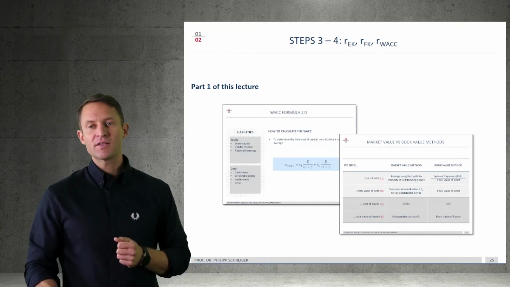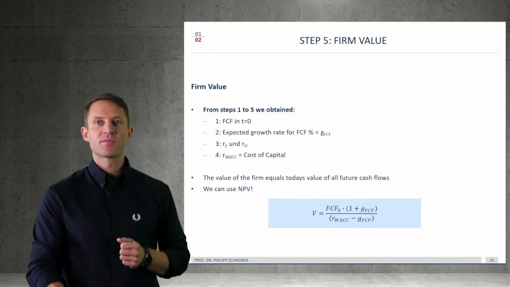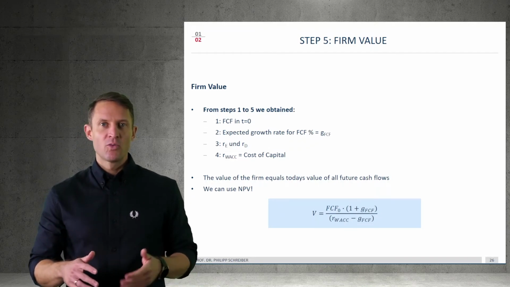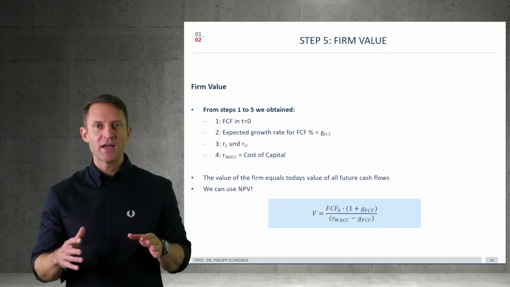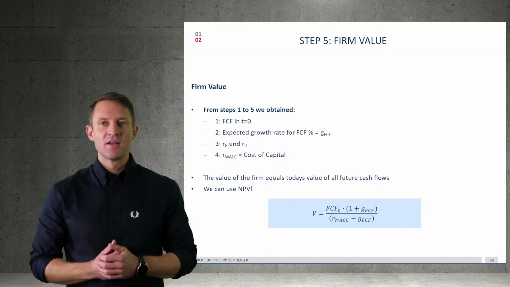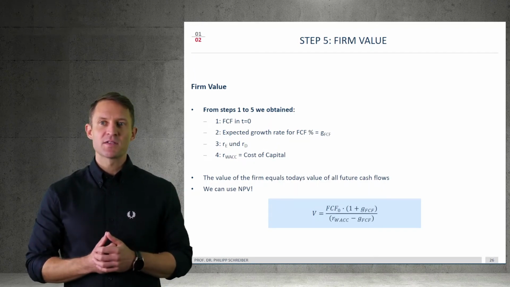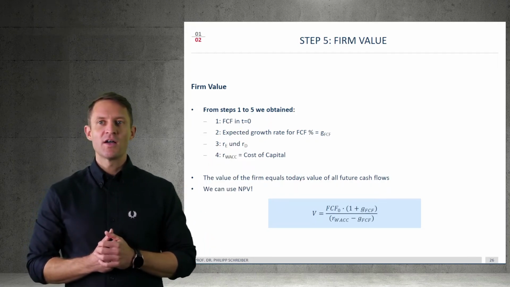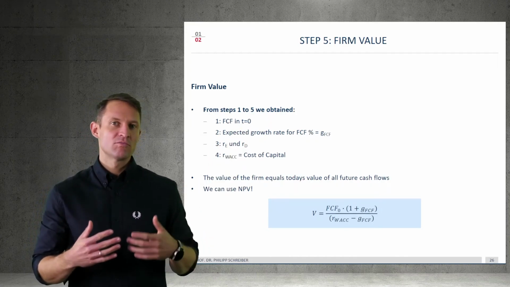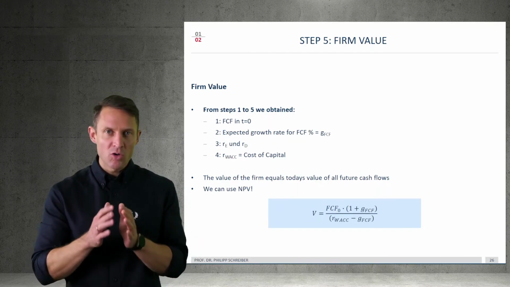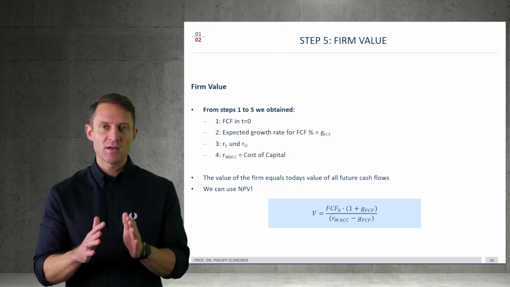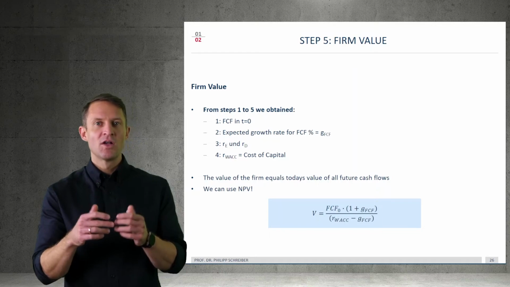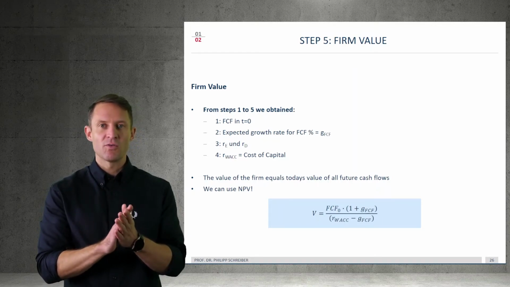Now, let's look at step 5. And to understand what we are going to do here in step 5, we can take one step back and look at what we have obtained from the first steps, 1 to 4, not 1 to 5 here. We know in step 1, we have the free cash flow today. So maybe we use the most recent balance sheet, the most recent income statement. We do it at the day it is published. We calculate the free cash flow and we say, okay, this is today's free cash flow.